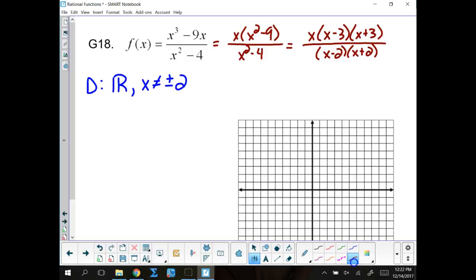That's good. Our problem just got one step shorter, right? Nothing factors out, therefore there's no holes. Okay? All right. So now let's go back to my vertical asymptotes. What are said vertical asymptotes?